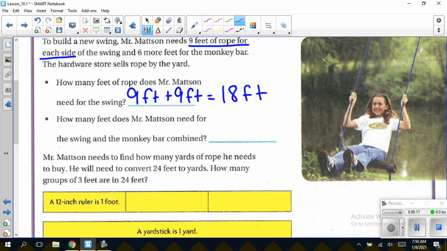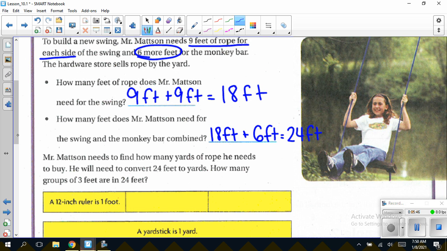Now, it says how many feet does Mr. Matson need for the swing and the monkey bar combined. Well, we just found that we needed 18 feet of rope for the swing, plus, up in the story problem, it says 6 more feet for the monkey bars. So when we take 18 feet plus 6 feet, we get a total of 24 feet of rope needed in total.